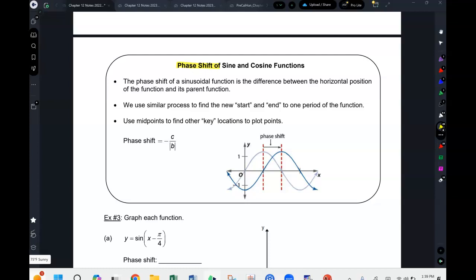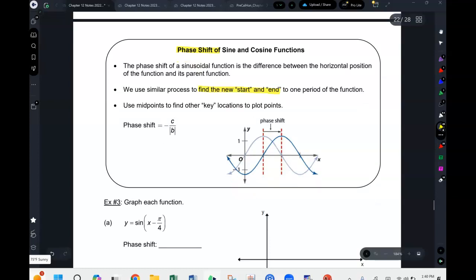So we're going to use a similar process. We need to find the new start and end point, right? Just like we did before. And then we're going to use midpoints to find the other 4 or 3 critical points. So you always need to have 5 total critical points.